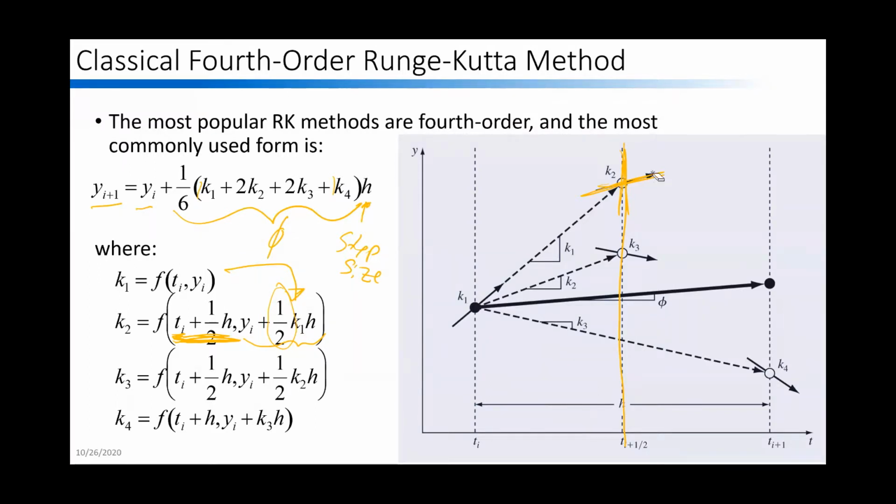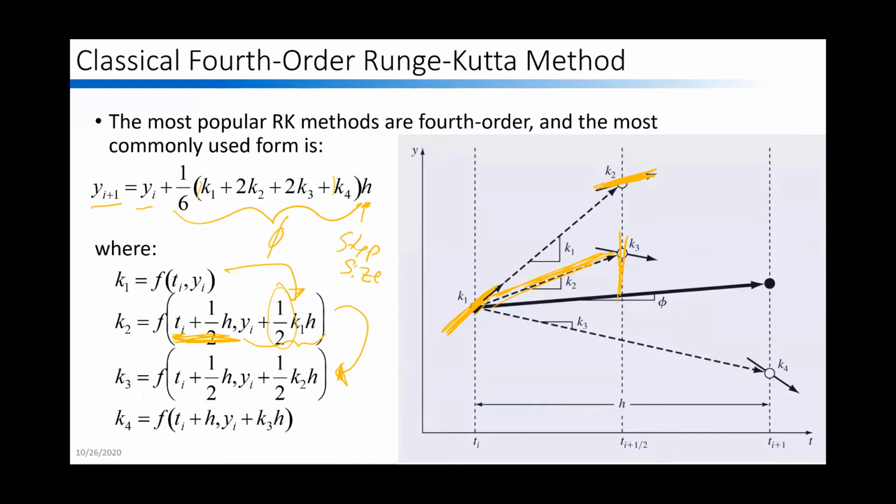Once I get the slope at K2, I'm now going to go back and plug that in again. It's going to be sort of like Heun's method, where I'm going to repeat that same step. I'm going to use this information at K2 and K1 to estimate a better slope. So this is halfway between K1 and K2, and I'm going to once again go halfway the distance forward.